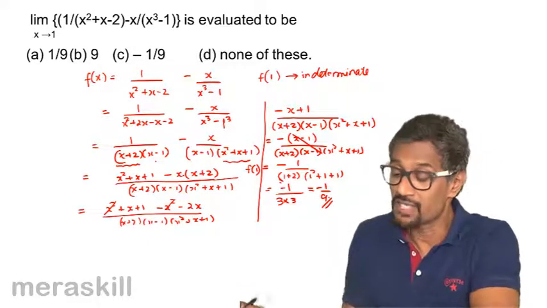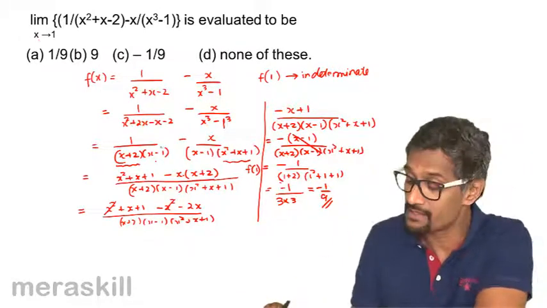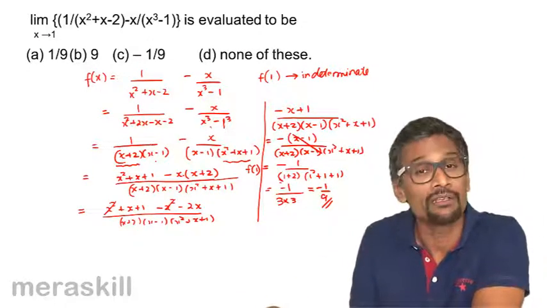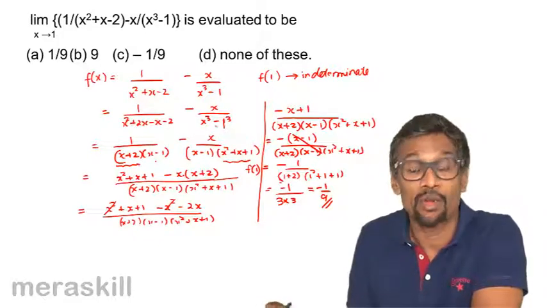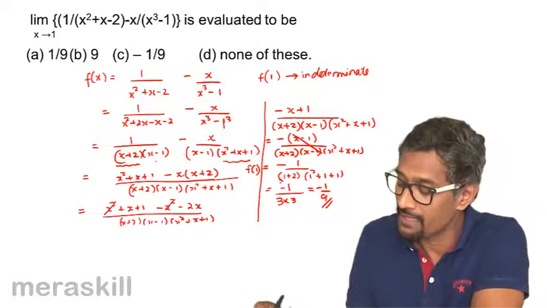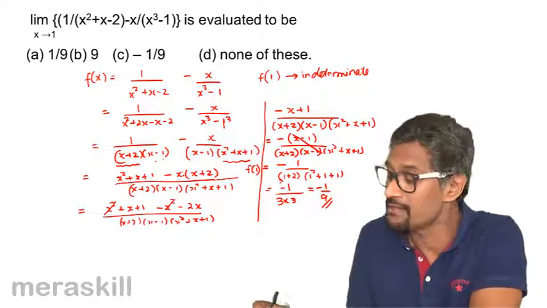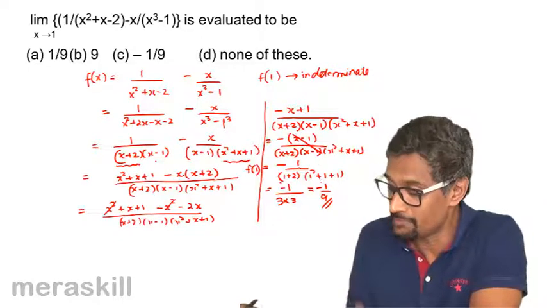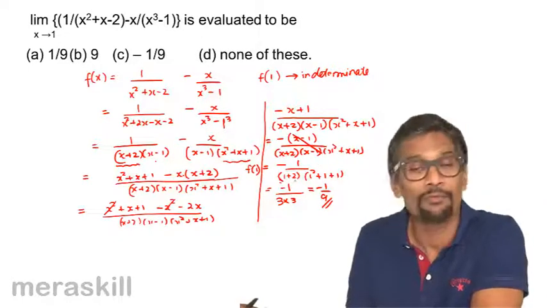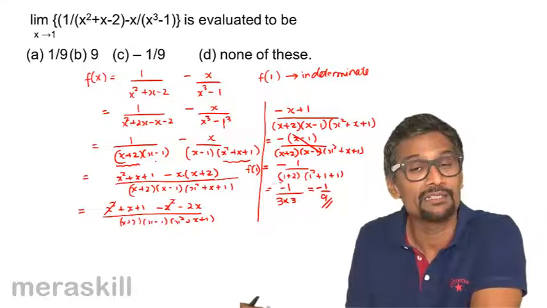That means in such cases, direct substitution of x equal to 1 will make the expression indeterminate or undefined. Hence, we simplify it, cancel out the common factors to get a determinate function. And then you find f of 1, that itself gives you the limit.